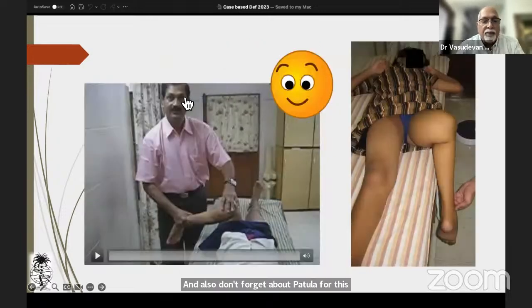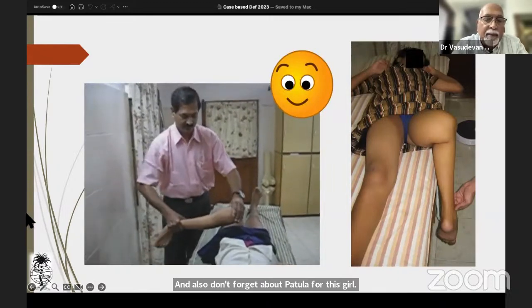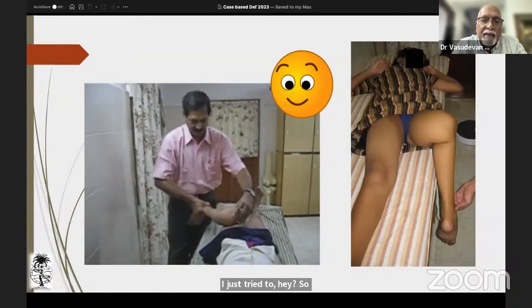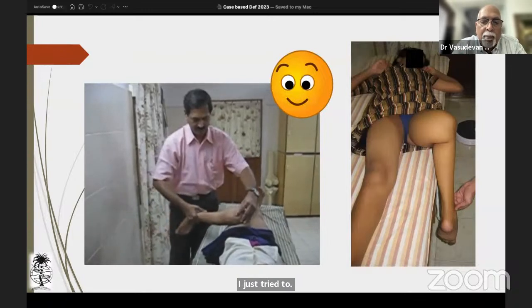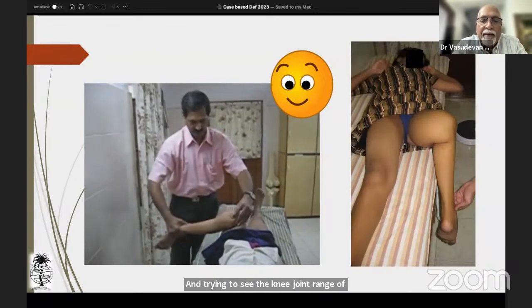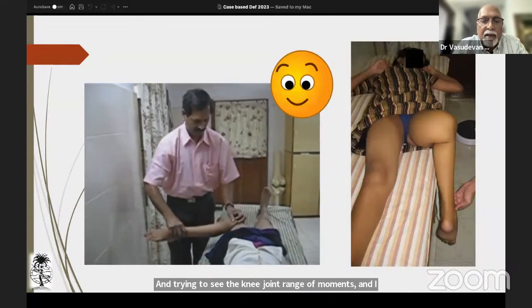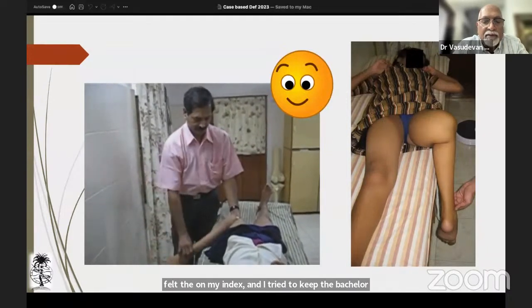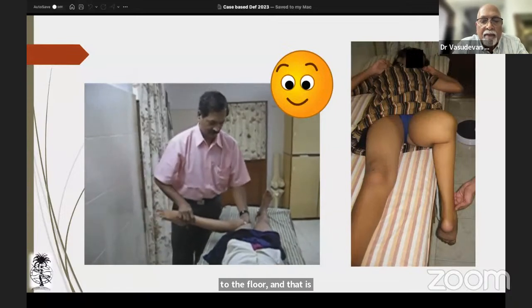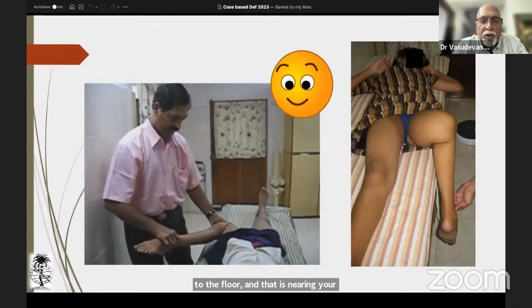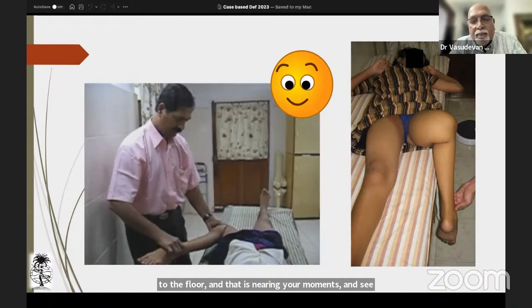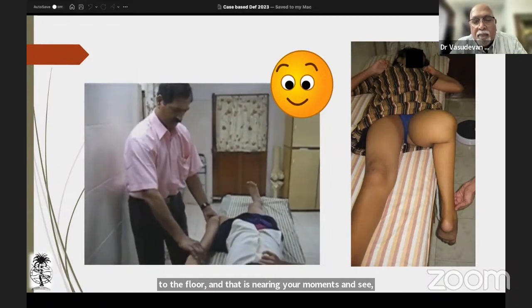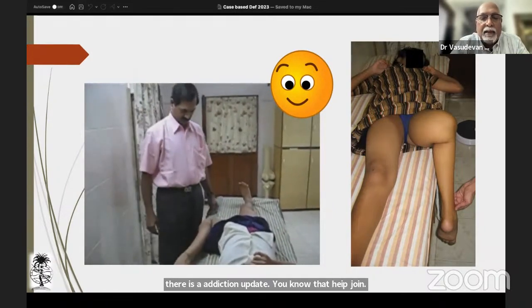For this girl, I just tried to examine her. I felt the medial malleolus and tried to see the knee joint range of movements. I felt the patella on my index finger and tried to keep the patella to the floor. And that is the knee range of movements. And see, that is adduction and abduction of the hip joint. And that is how it is, the patella pointing forward.